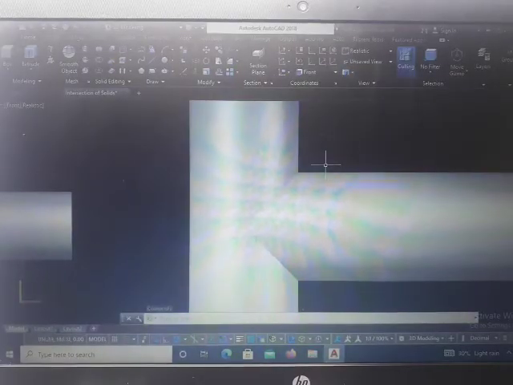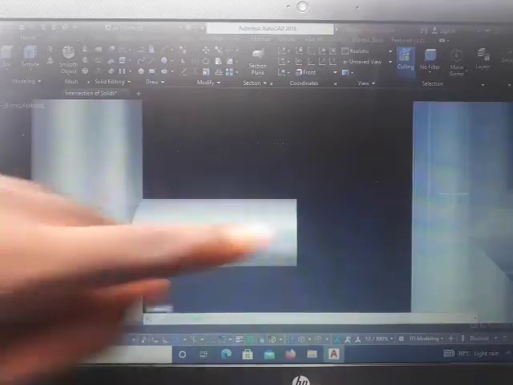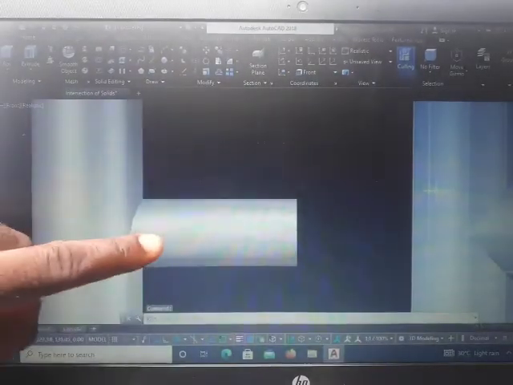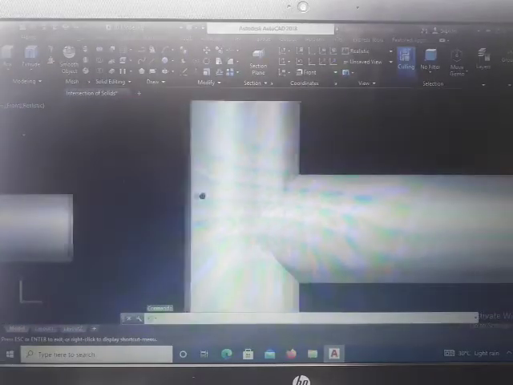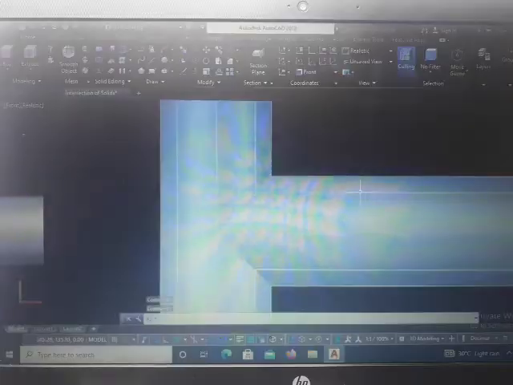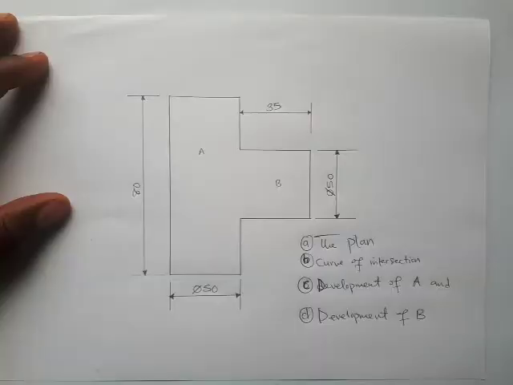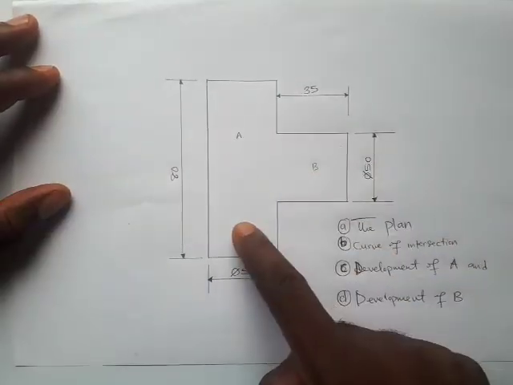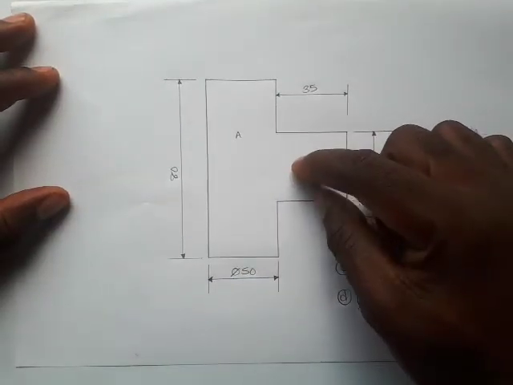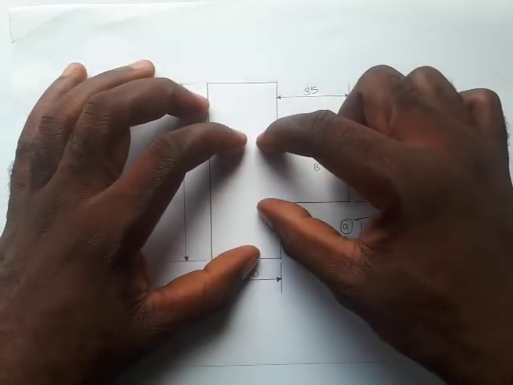So that's what I need you to understand about interpenetration of pipes when they are equal cylindrical pipes and when they are unequal cylindrical pipes. So I'm going to treat example number 1, and it's going to have to do with equal cylindrical pipes. Here is a typical question. Now this is pipe A and this is pipe B. They are intersecting each other.